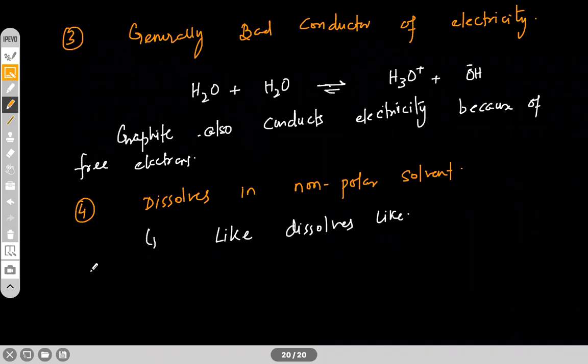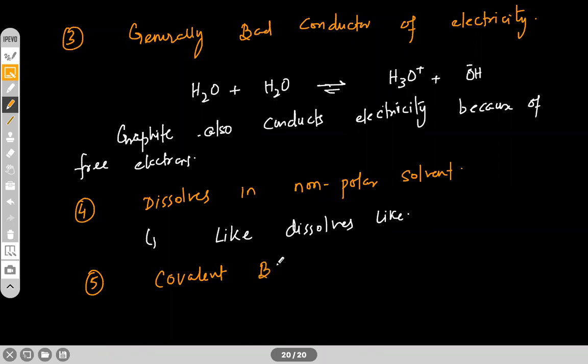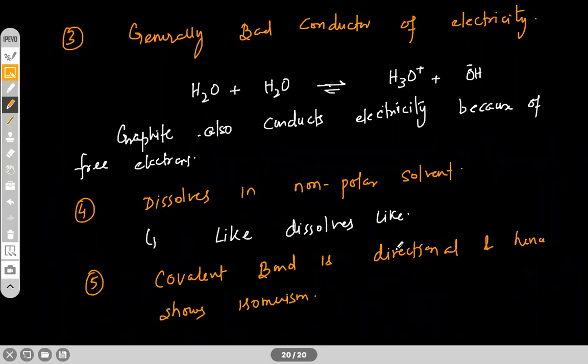Covalent bond is directional in nature and hence shows isomerism. So in the molecule, isomerism exists because of covalent or coordinate bond. These compounds generally show molecular reactions.